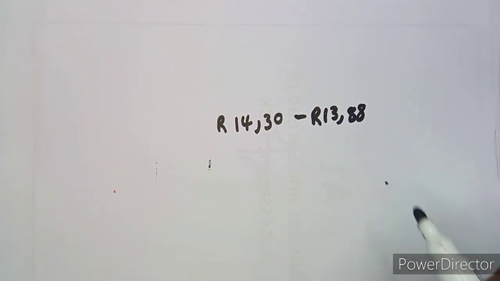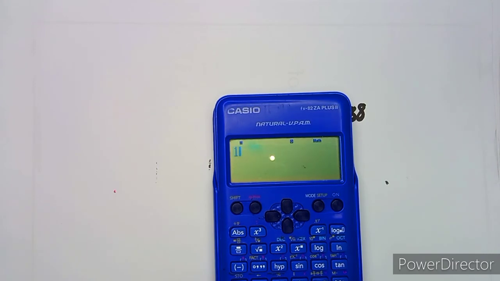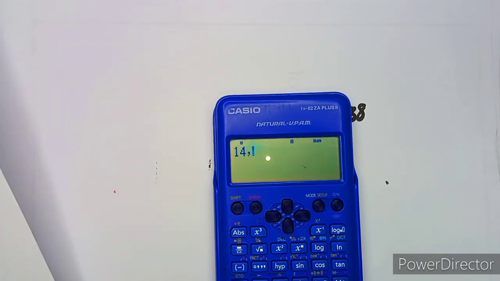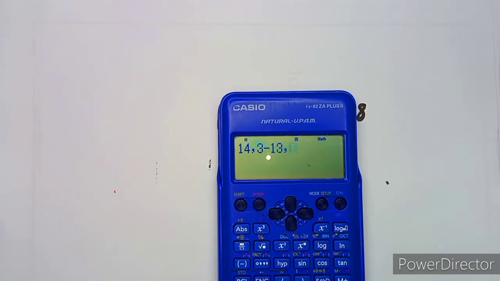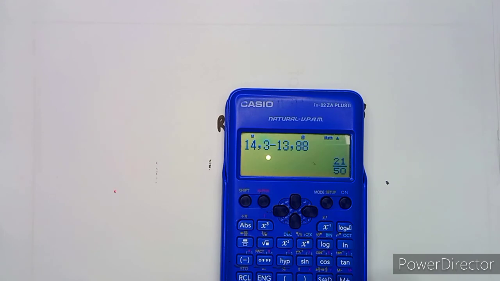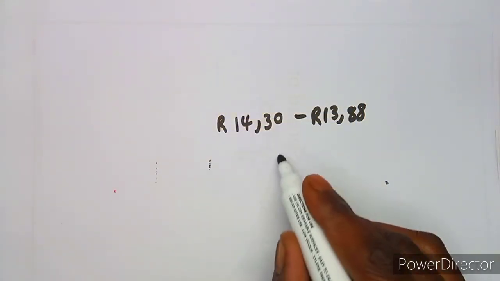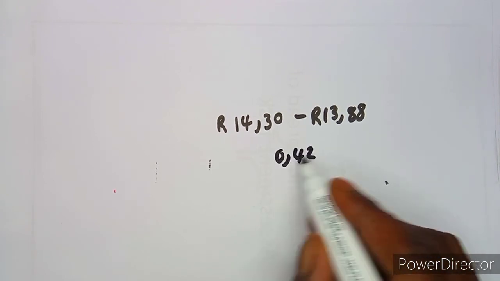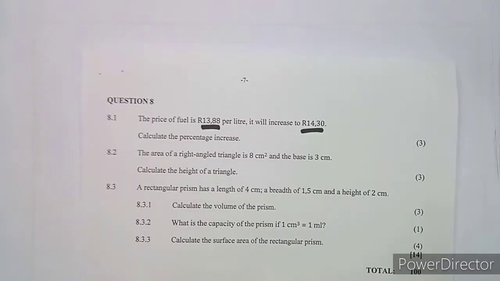13.88. All right, this is just subtract and see the difference. So it's 14.3 minus 13.88, which is 0.42. So it's increased by 0.42, and this was the increase. So what is the percentage of this increase?